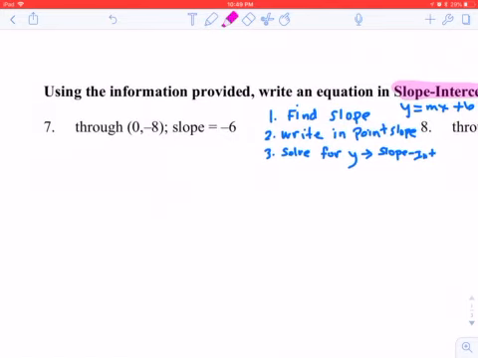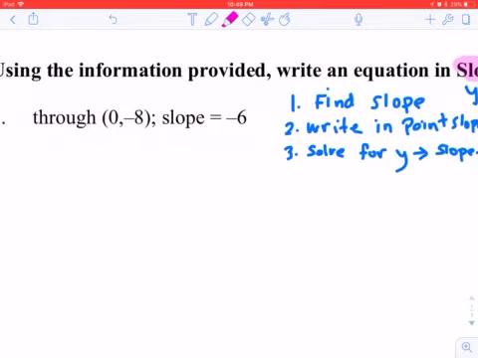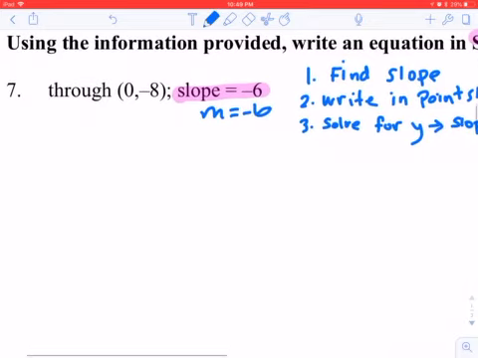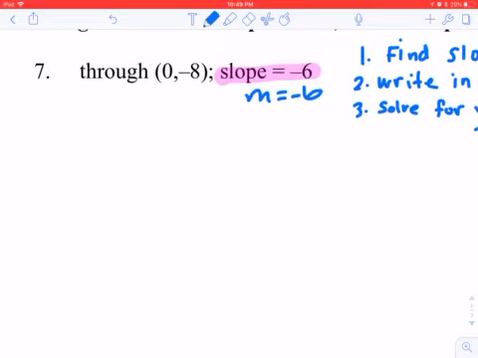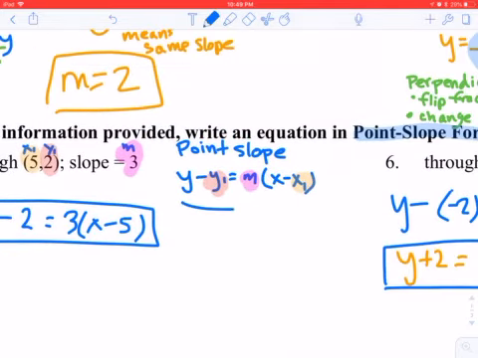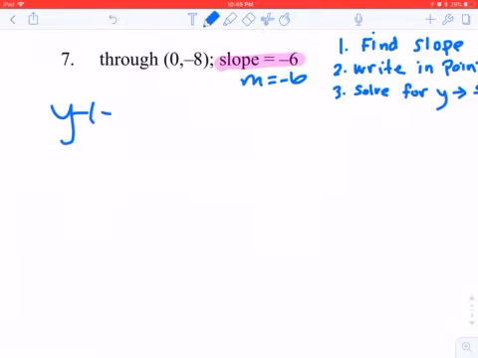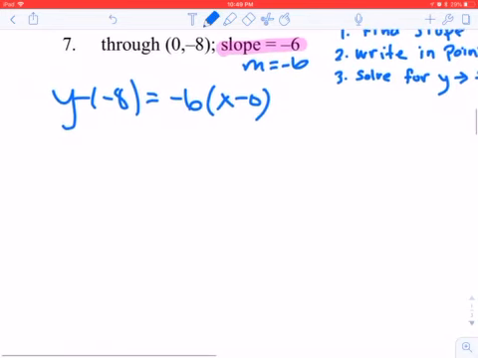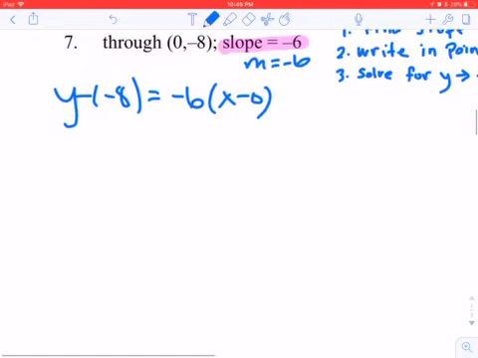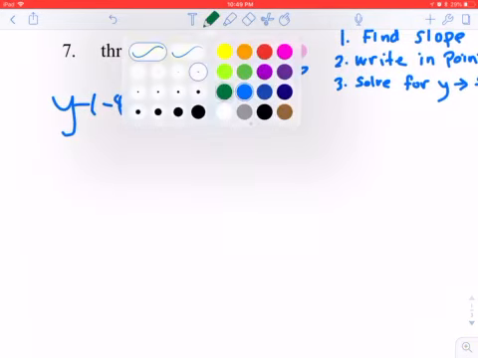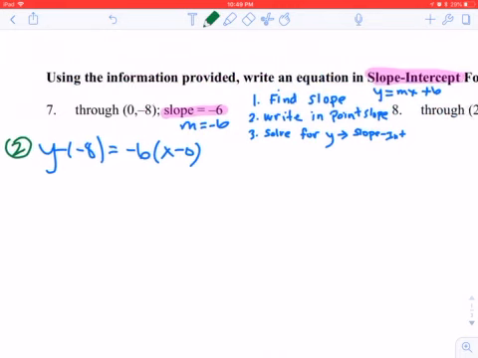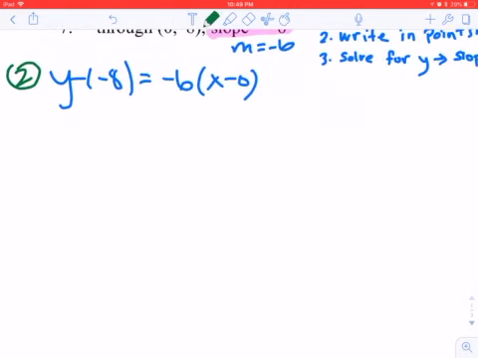Okay, number 7. So first step is find slope. Slope is given right there. So m is equal to negative 6. Okay, so we did first step. Second step, write in point slope form. Again, point slope form is what we did up here. So we get y minus negative 8 is equal to negative 6, x minus 0. So this is our second step. This was our first step. Okay, now we gotta do our third step.